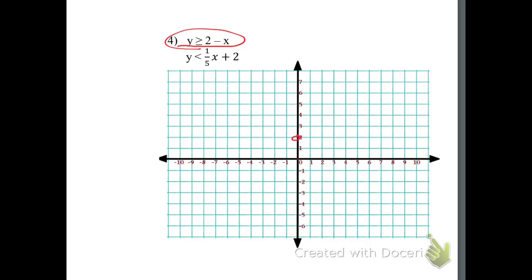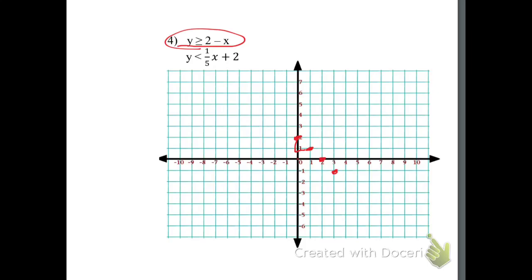It has a y-intercept of 2. And let's make my dot a little bit less there. Okay, it has a y-intercept of 2 and a slope of -1. And so we're going to go down 1, right 1, and you can put another point there. Down 1, right 1, down 1, right 1.